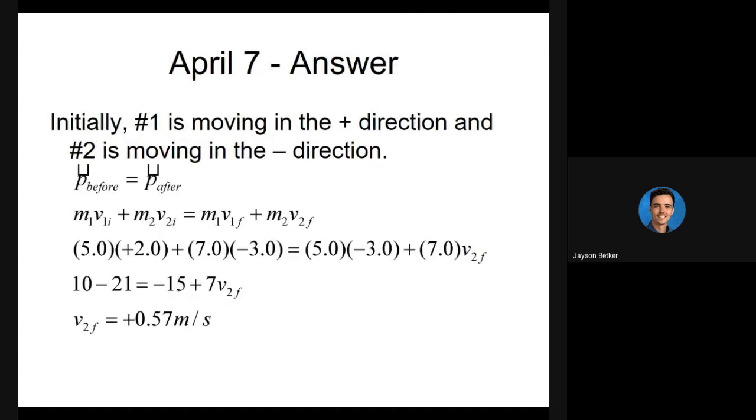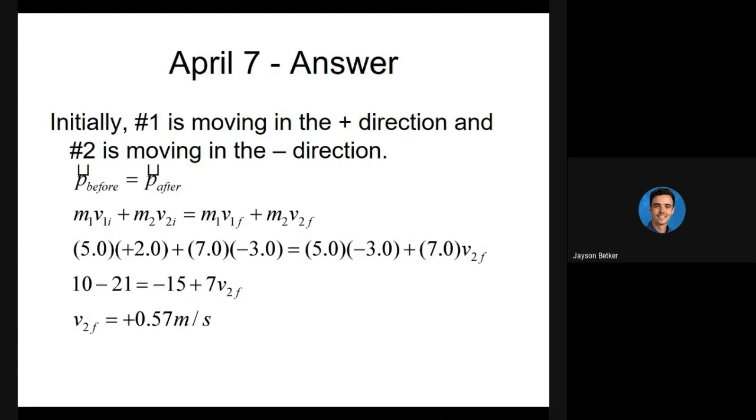So I have that initially object 1 is moving in the positive direction and object 2 is moving in the opposite direction, in the negative direction. And we just plug in all the information that the question gave us. So M1 was 5, V1I was +2, M2 is 7, V2I, so the initial velocity of object 2, was -3, in the opposite direction.